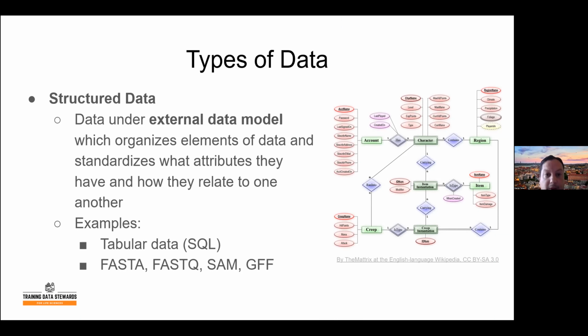Okay, but we can also think about some typical data formats used in molecular biology as structured data. So FASTA and FASTQ files which detail molecular sequences are structured in the sense that there is a predefined way in which sequences are encoded, and the file has a fixed structure.